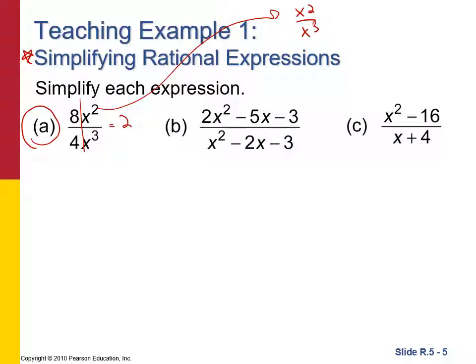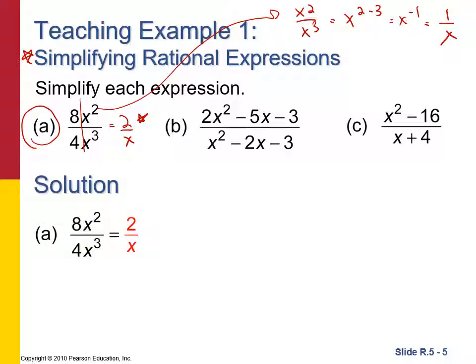And if you remember from one of the previous review sections, this is just x to the 2 minus 3. This becomes x to the minus 1, which becomes 1 over x. And so we're going to bring that x down here, and that is your answer for number 1. You can see that as the case here.